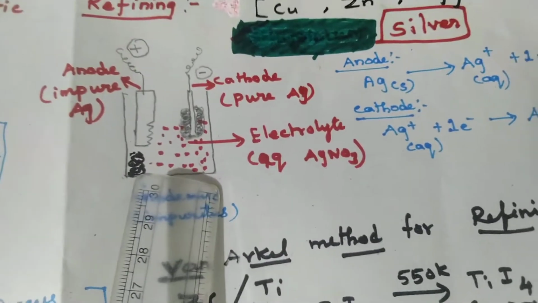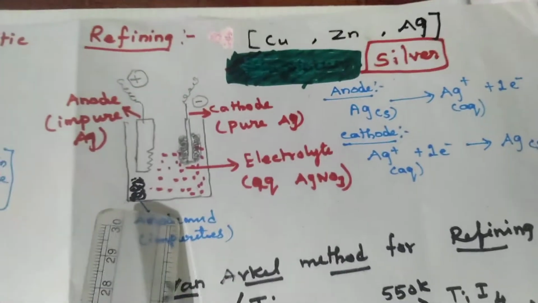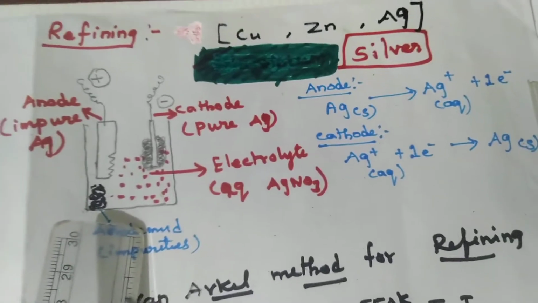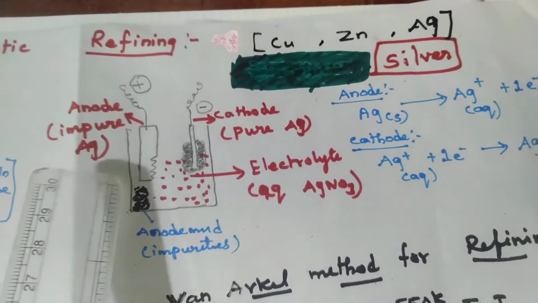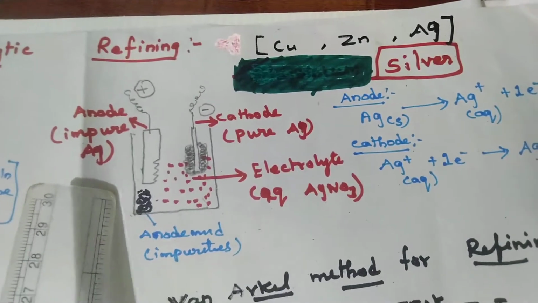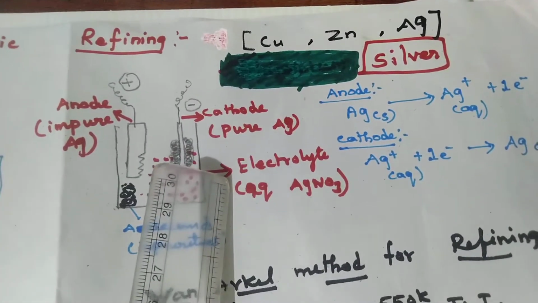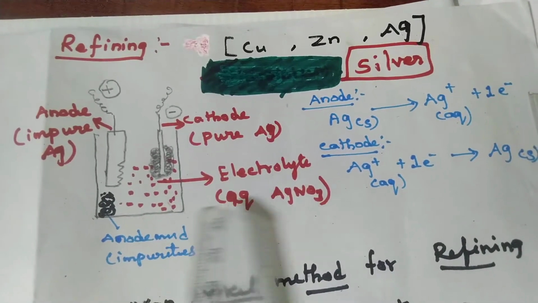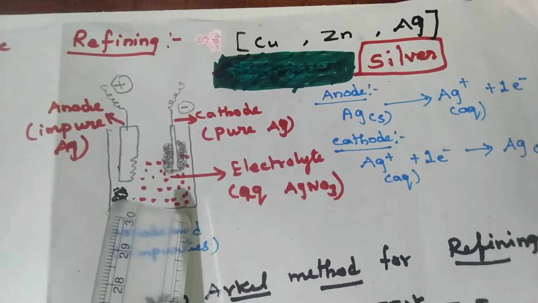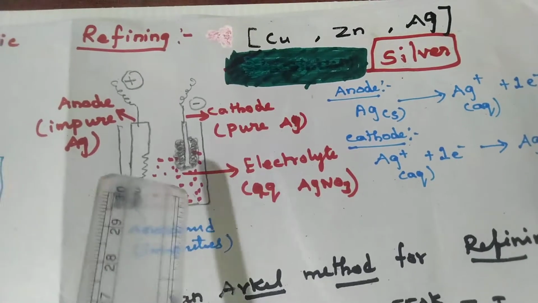And look at this picture. So I am going to explain the electrolytic refining of silver that is given in your textbook. In this picture, the anode is made up of impure silver and the cathode is made up of pure silver. The electrolytic solution is acidified aqueous silver nitrate solution.